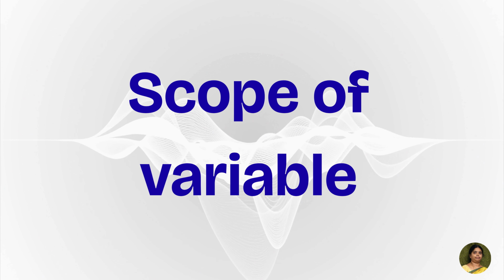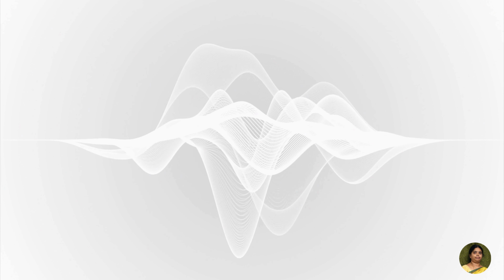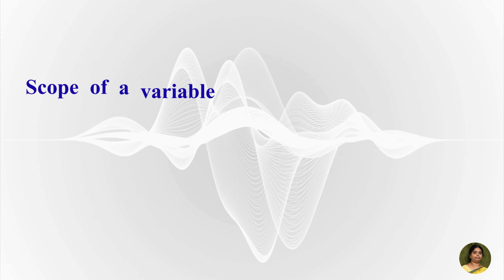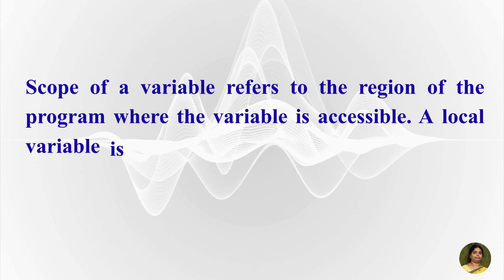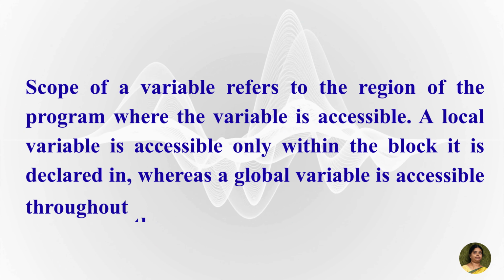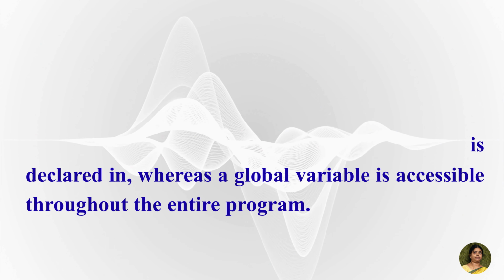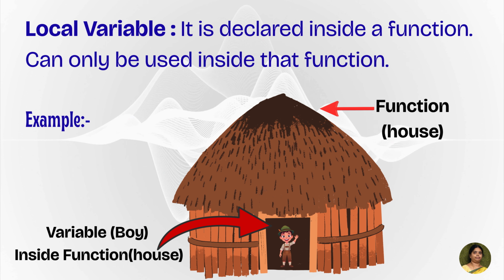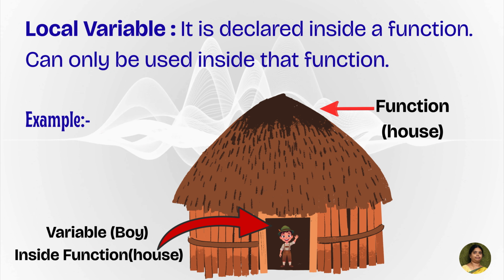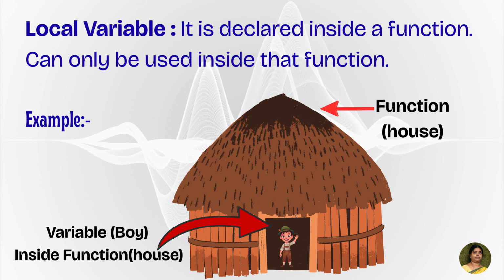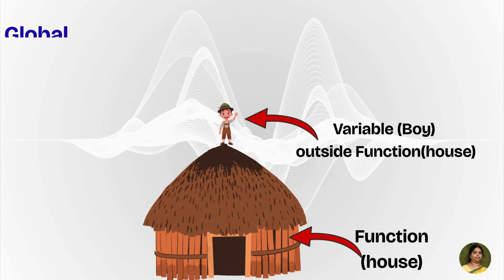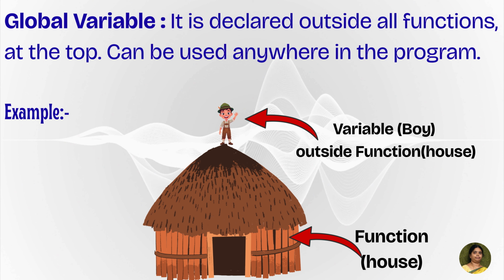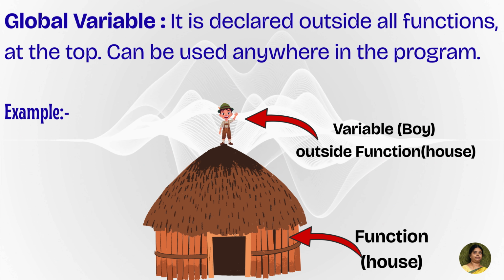Scope of a variable. We have local and global variables. What is a scope? The scope of a variable is the area of the program where the variable can be accessed or used. Let's imagine you have a toy. If the toy stays only in your bedroom, only you can use it there. This is called a local variable. If the toy is kept in the living room, everyone in the house can use it. This is called a global variable.